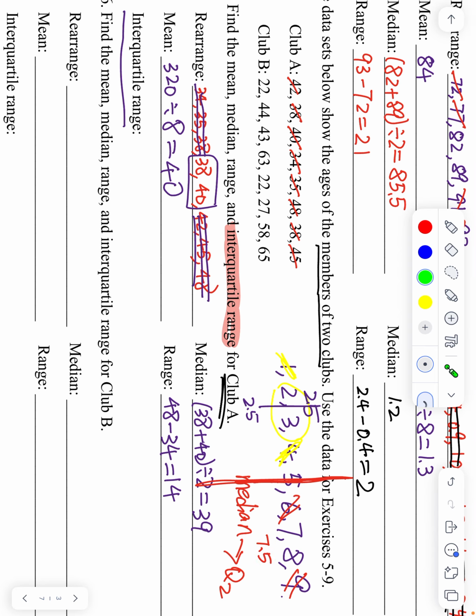So we also call the lower part median Q1. And the upper part median, we call it Q3. So look at this, Q1, Q2, and Q3. So the interquartile range, we are using Q3 minus Q1. All right, so that's how to figure out the interquartile range. Okay, now we are going to figure out the Q1.